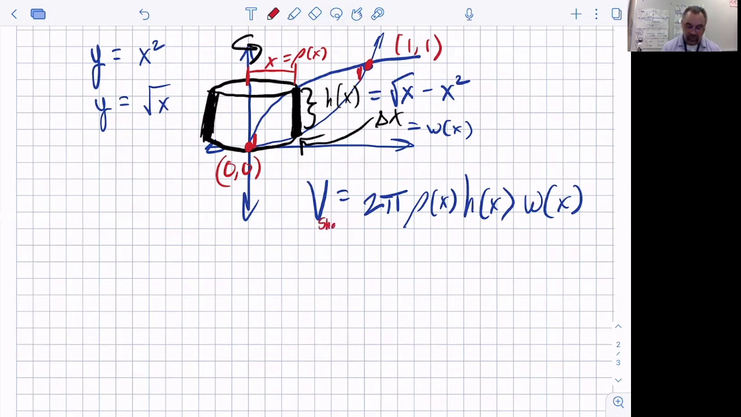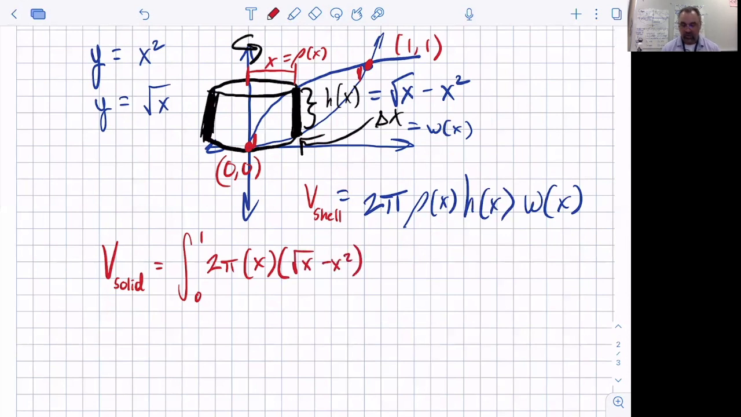So if this is the volume of a single shell, then the volume of the entire region, the volume of this whole solid, we'll just add up all the shells. The integral from 0 to 1 of 2 pi times radius times height times width, which was delta x, but as we let it go to infinitely thin, it turns into dx. And that's how we'll find the volume for our solid of revolution using the shell method.